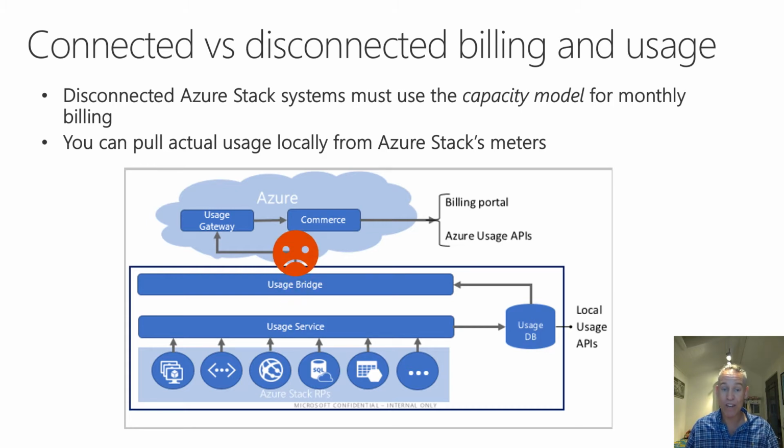However, if you're disconnected, the usage bridge isn't going to find any public Azure to talk to. So you're going to be on the capacity model of billing, where you get a flat fee per month, but you can still query the usage APIs locally at your Azure Stack through PowerShell, through RESTful APIs, etc. So you can develop something to pull your own meters and watch what your user workloads are consuming.